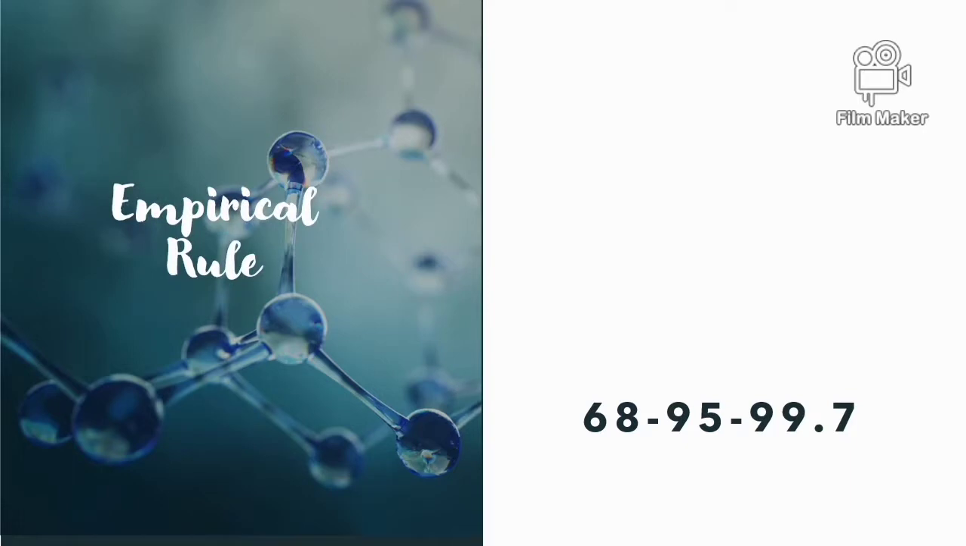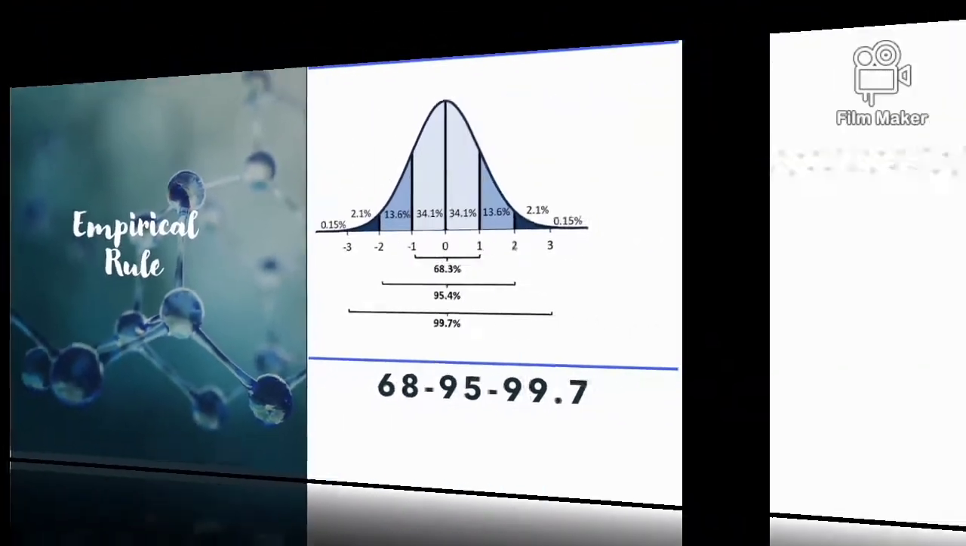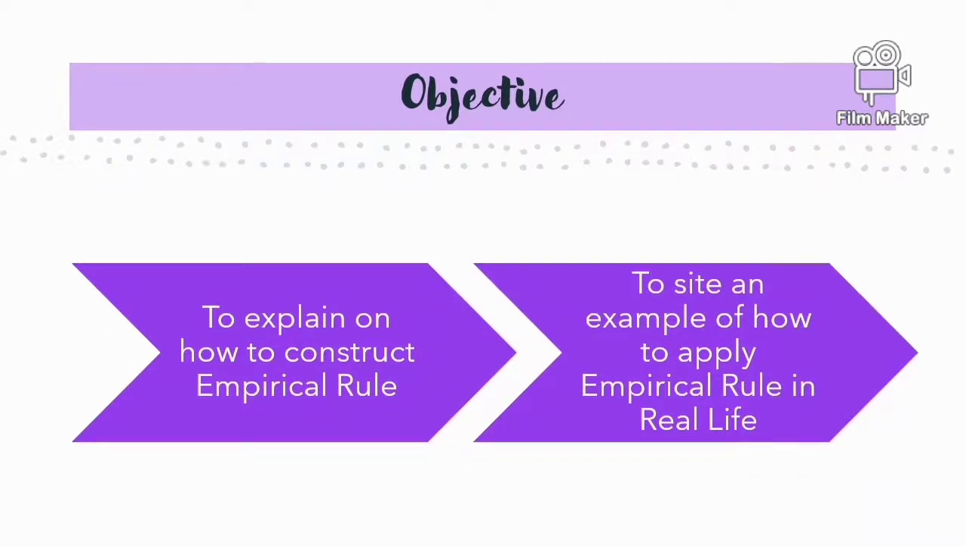Empirical rule, another term for 68, 95, and 99.7. Objectives: to explain how to construct the empirical rule, and to cite an example of how to apply the empirical rule in real life.